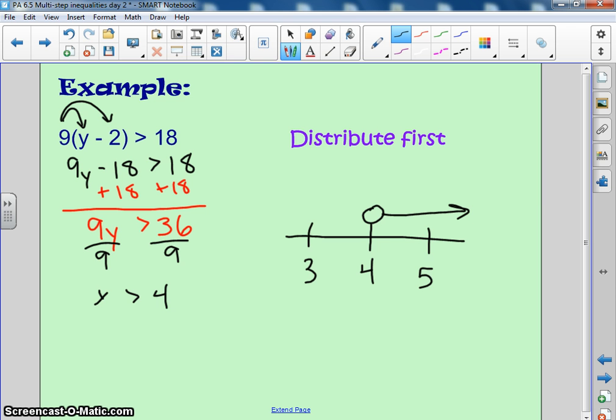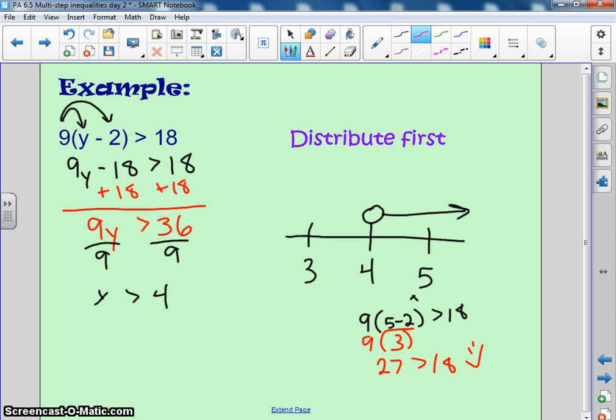So I can pick 5. I can do 5 minus 2. That's easy, right? So let's just pick 5, and we're going to plug it into the original equation. 9 times 5 minus 2 is greater than 18. Now, when we're checking them, we don't have to do the distributive property first. Go ahead and do parentheses, PEMDAS, order of operations. Do the parentheses first, then multiply by 9. So 5 minus 2 is 3. And then I take 9 times 3 and I get 27. Is 27 greater than 18? Yep. That is true, so I'm happy, I'm done.